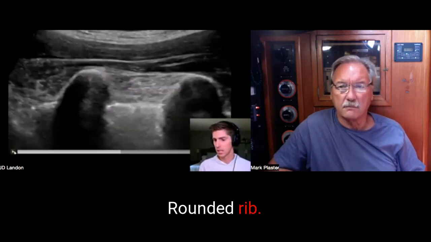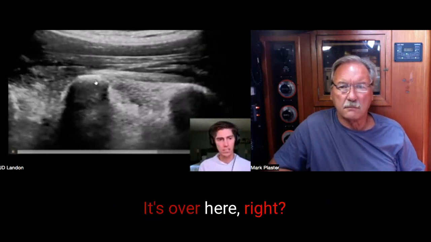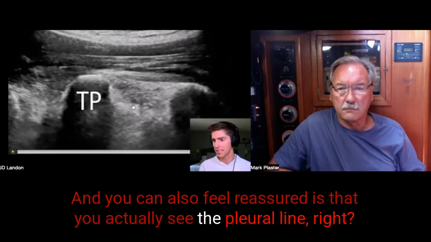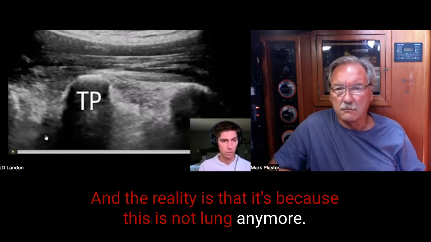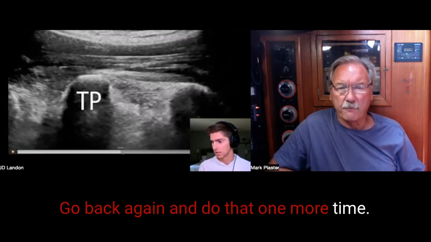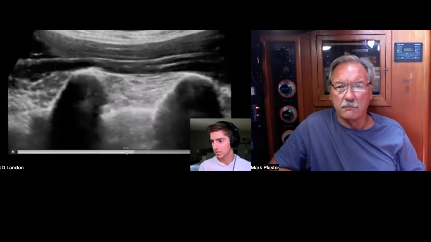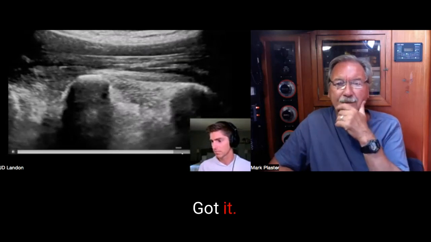One more time. Rounded rib, and you're going to see it slide. It's actually not there, it's over here. So it's not the same bone. It's not connected, and that's your transverse process. You can also feel reassured because you see the pleural line clearly at first, and then it turns into this fuzz. That's because this is not lung anymore. Go back again and do that one more time. Show me the pleura. Lung, right? Do you see how it's not pleura anymore? You see how it changes? Pleura, gone.